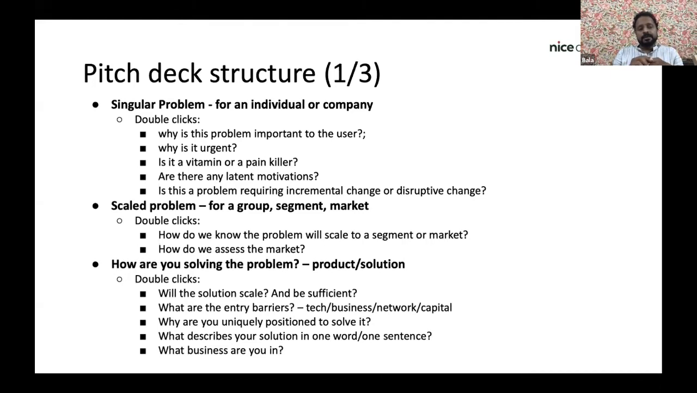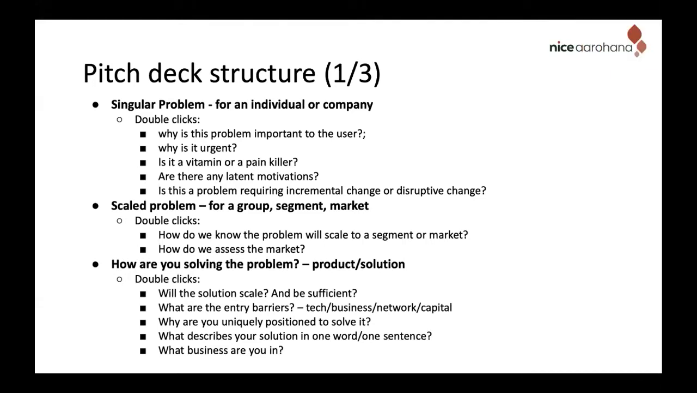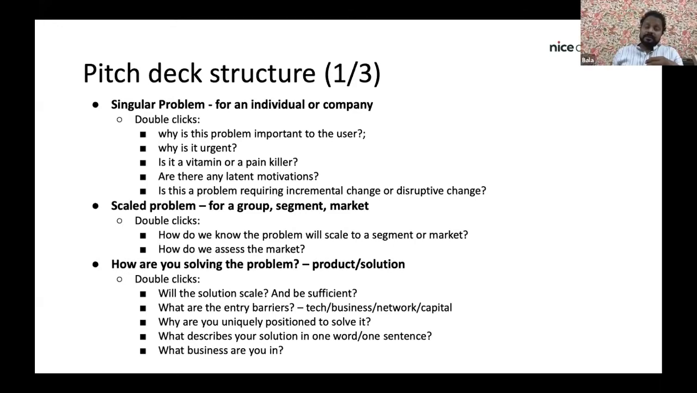The third part is, when you get to this third step, you say, how are you solving this particular problem? Will your solution scale? Is it sufficient? Does it have any entry barriers, right? Or how are you uniquely positioned to solve this particular thing? How do you describe your solution in a simple manner so that people understand? And what business are you in? These are the things that you have to cover in your product and solution introduction, which is step number 3, right?